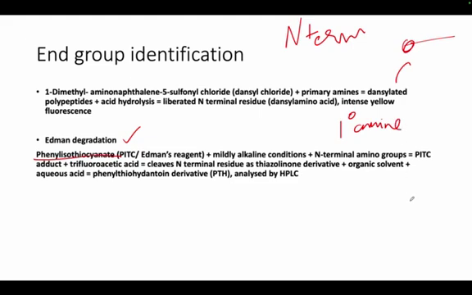And this will form adducts. And when we react this with trifluoroacetic acid, we will cleave only the N terminal residue and leave the rest of the chain intact. So the N terminal residue will be liberated as a PTH derivative of the amino acid, and then we can run this in reverse phase HPLC and detect the identity of this amino acid.